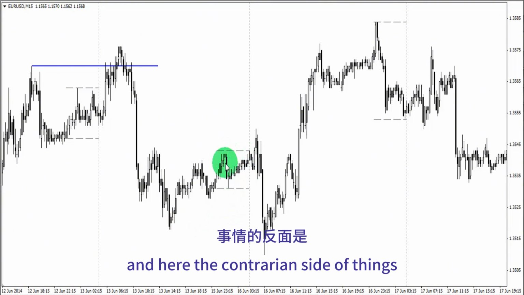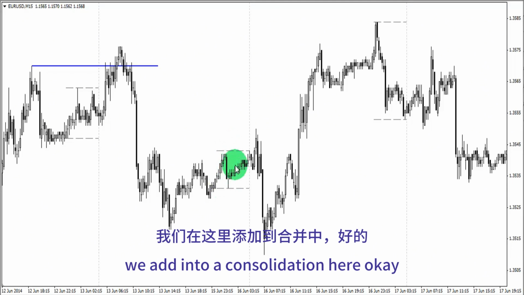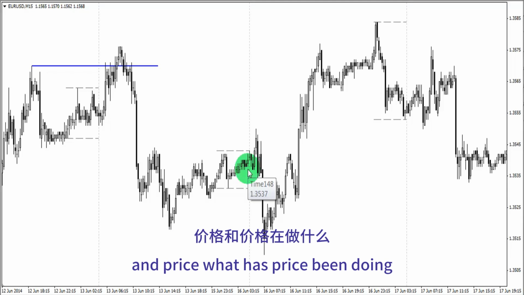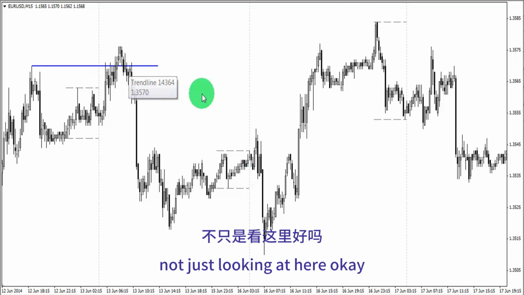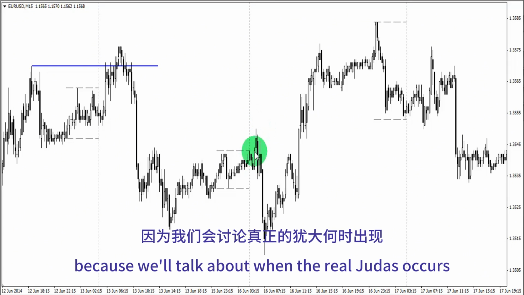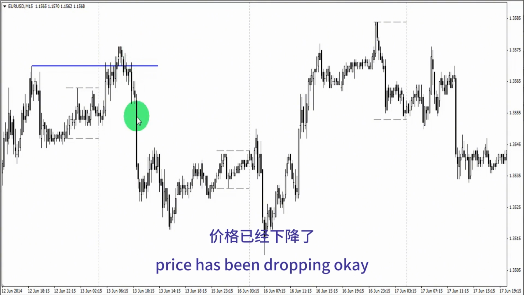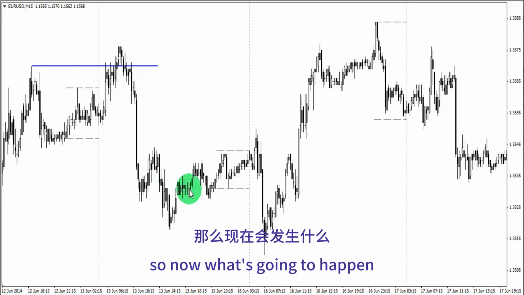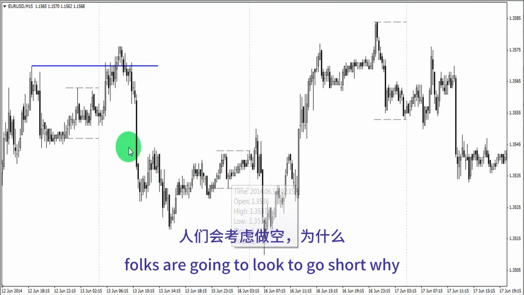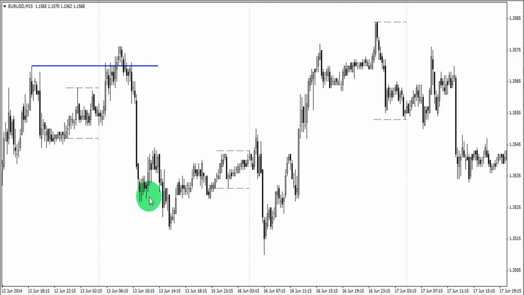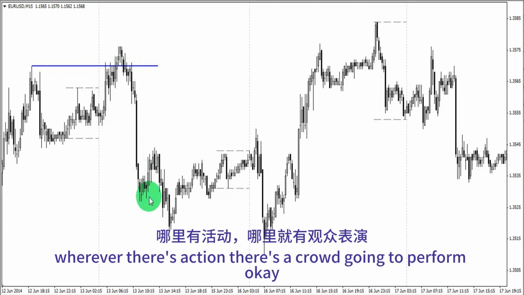And here, on the contrarian side of things, we got into a consolidation. What has price been doing? Not just looking at here, because we'll talk about when the real Judas occurs. Price has been dropping. So now what's going to happen? Folks are going to look to go short. Why? Because look at this big price action. It's just like anything else. Wherever there's action, a crowd is going to form. It's like a fight.